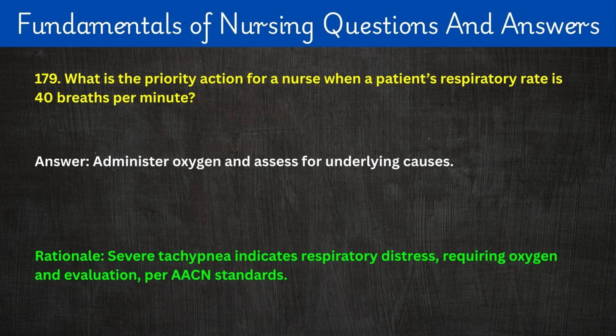179. What is the priority action for a nurse when a patient's respiratory rate is 40 breaths per minute? Answer: Administer oxygen and assess for underlying causes. Rationale: Severe tachypnea indicates respiratory distress, requiring oxygen and evaluation, per AACN standards.